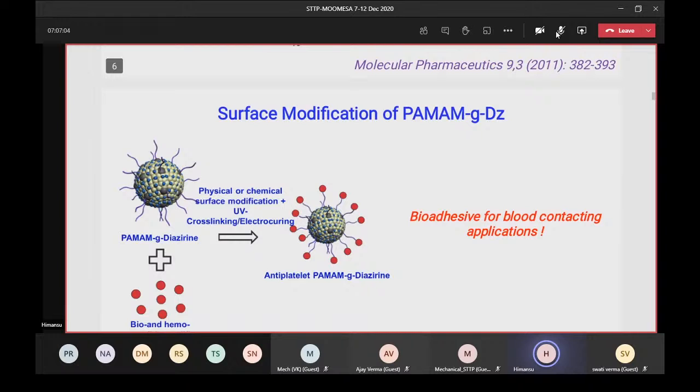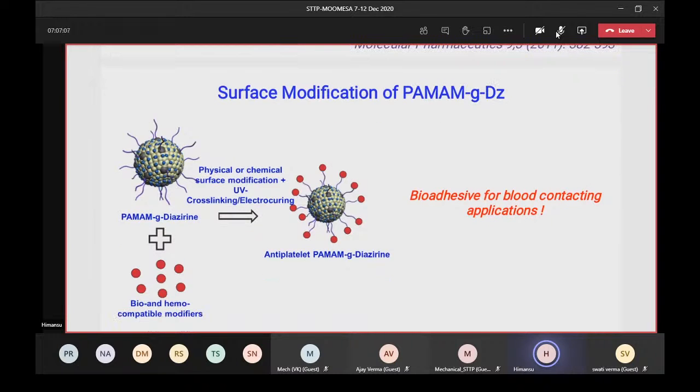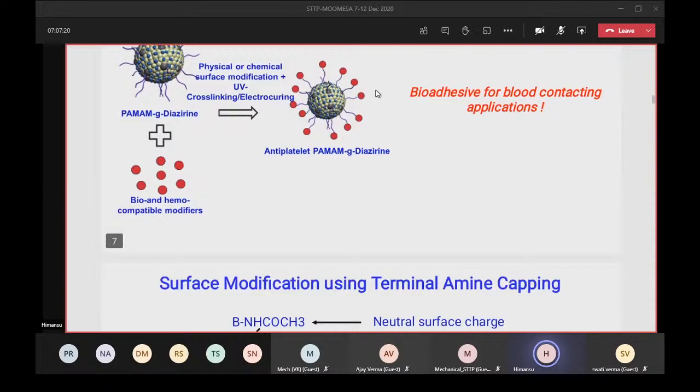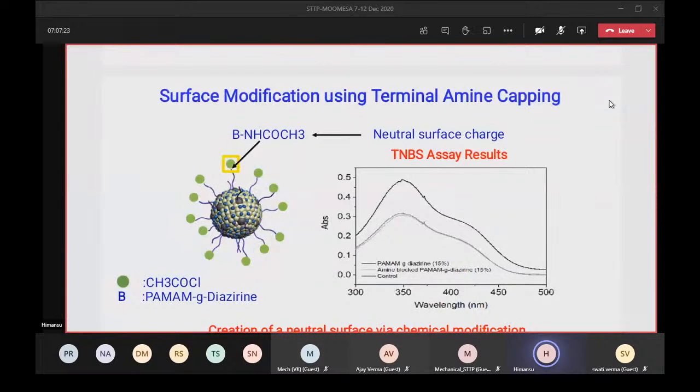That means a bioadhesive for blood contacting applications. When we say blood contacting application, it means the blood will flow on the surface, and the blood will remain as such. That means the blood will not clot. This is what I wanted to show. So the first part of the technology is surface modification using terminal amine grafting. Let's say this is the PAMAMG diazirine, and the surface of this PAMAMG diazirine is already grafted with a variety of diazirine groups.